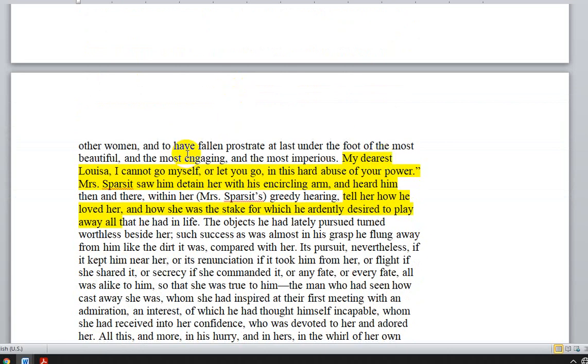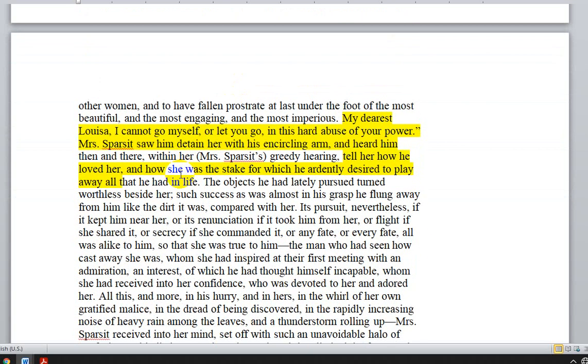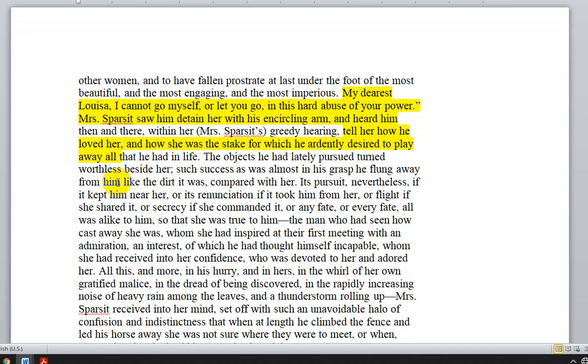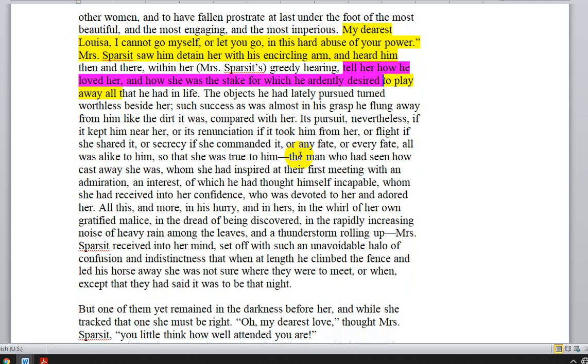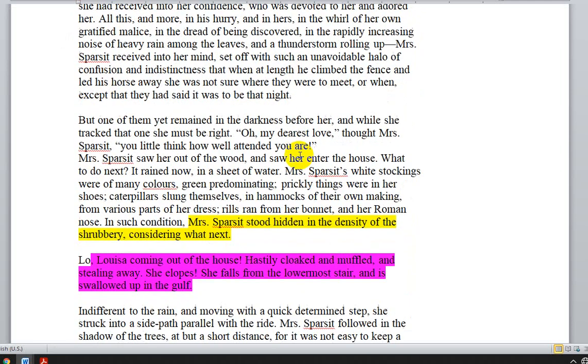"My dearest love, my dearest Louisa, I cannot go myself or let you go in this hard abuse of your power." And Mrs. Sparsit saw him detain her with his encircling arm, and heard him then and there, within her greedy hearing, tell her how he loved her, and how she was the stake for which he ardently desired to play away all that he had in his life.